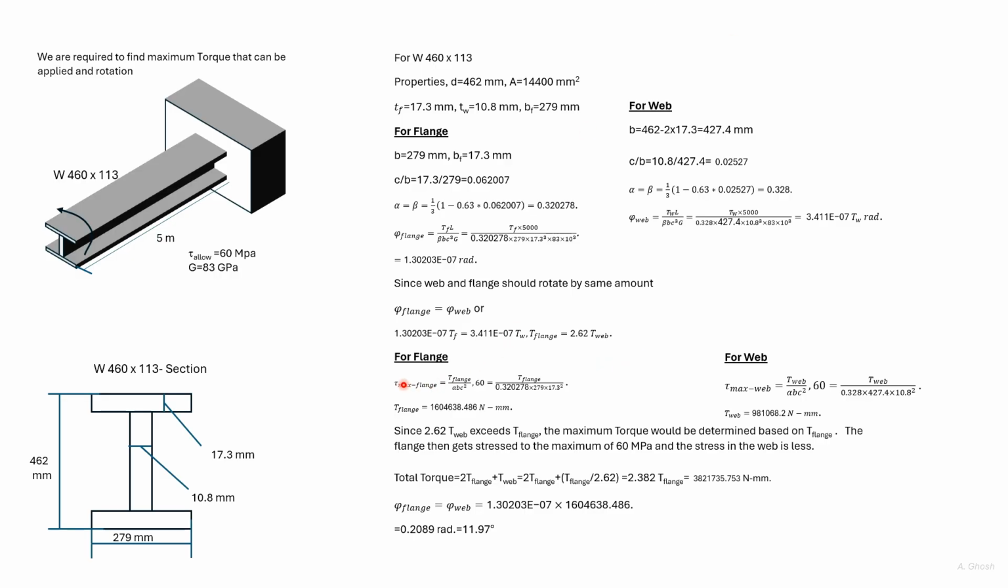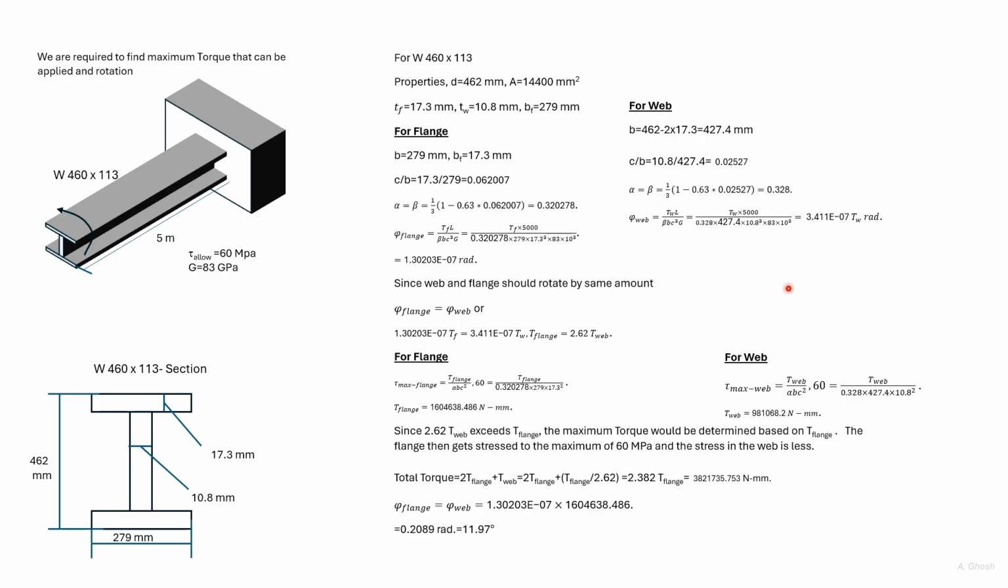We then find the maximum torque that the flange and web can withstand. We are given the maximum stress, so using the equation of tau max, we can find out the maximum torque that can be applied in the flange. Similarly, we can find out the maximum torque that can be applied in the web.